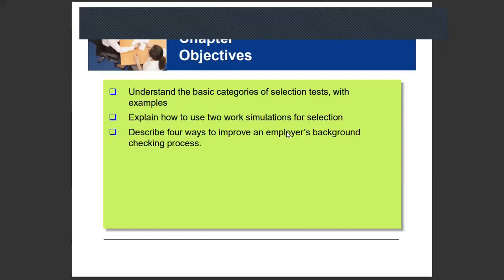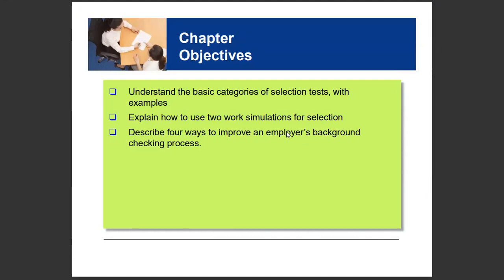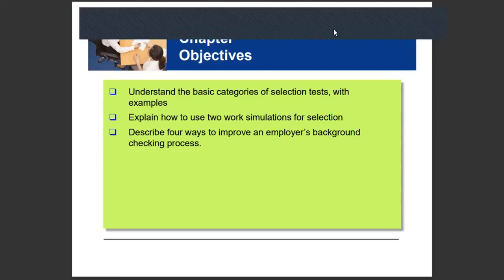So the objectives of this chapter: hopefully you can understand the basic categories of selection tests with examples, then explain how to use work simulation for selection, and the third is to describe 4 ways to improve an employer's background checking process. So these are the 3 objectives or learning outcomes of this chapter. Chapter 4 is employee selection.